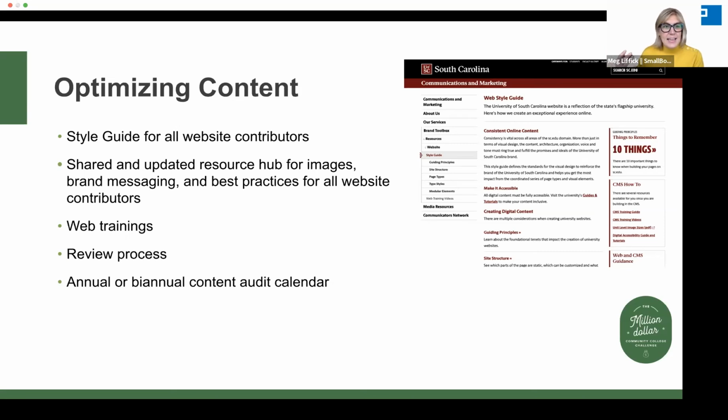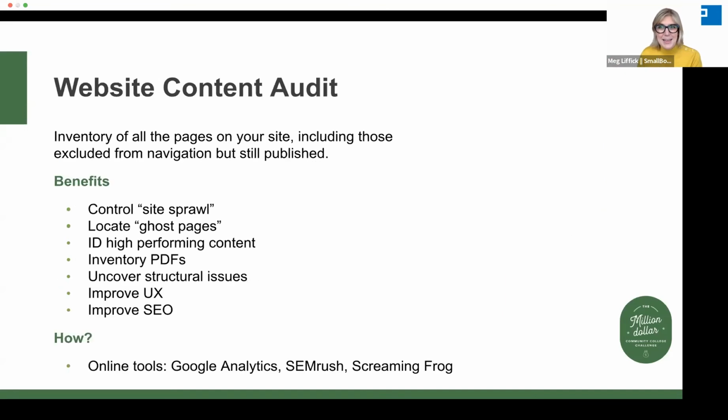And then finally, thinking about an annual or biannual content audit calendar. Now, this is the ultimate, right? If you can get here, this is the ultimate. Looking at every page of your website on an annual basis or a biannual basis to ensure that the content is optimized, to make sure that pages need to be updated. And we're going to walk you through a little bit of what that might look like.